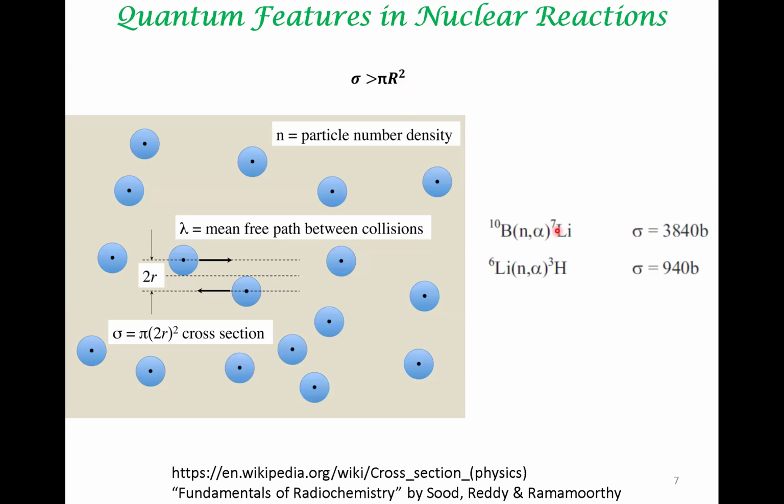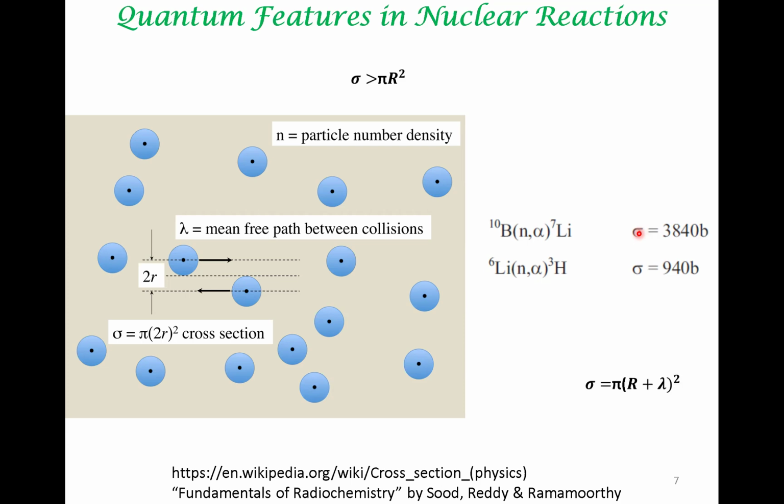For example, here we give some reactions. Again, the projectile is neutron. In these cases, the measured reaction cross-section cannot be rationalized just with the radius of the boron nucleus and lithium nucleus. The reaction cross-section is much higher. To rationalize this, you have to introduce notions from quantum mechanics.